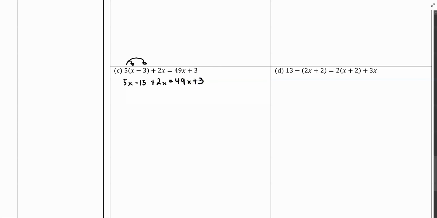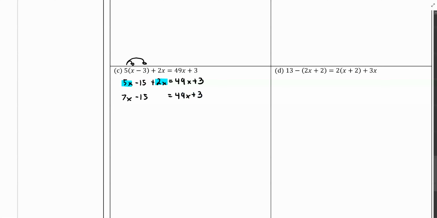Okay, now that we are done simplifying, note that we have multiple x terms on the same side. Let's use blue. We have the 5x and we have the 2x. So collecting those together, we really have 7x on the same side. And then minus 15 equals 49x plus 3.